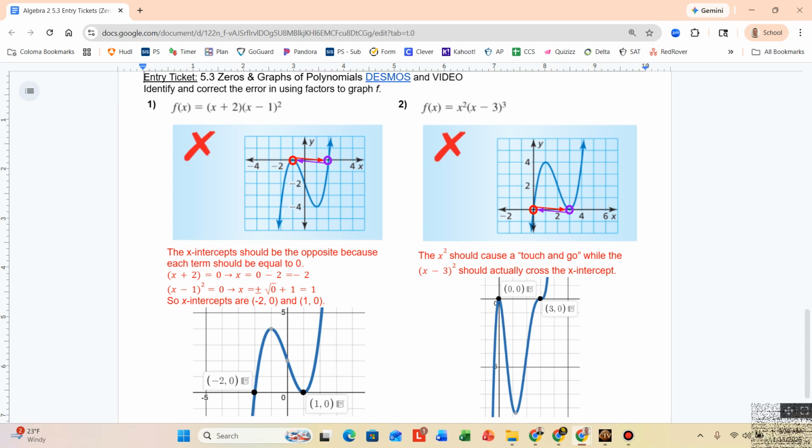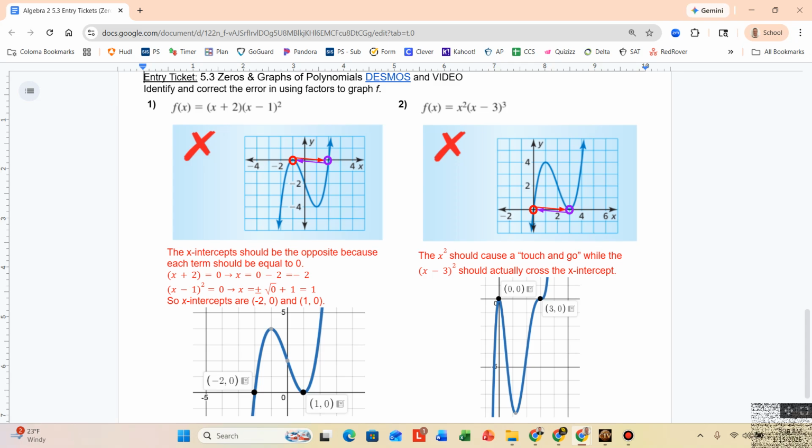Number two ends up being somewhat similar in the sense anytime we square something, if you go back to number one real quick, the x minus 1 squared, you see the graph comes down, touches 1, 0 and comes back up. It does not cross the x-axis. The same thing happens in number two. X squared should be a touch and go.